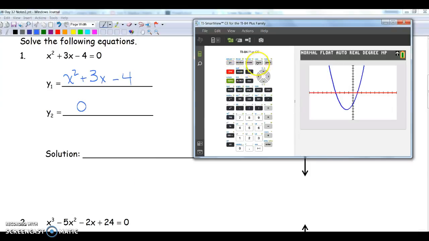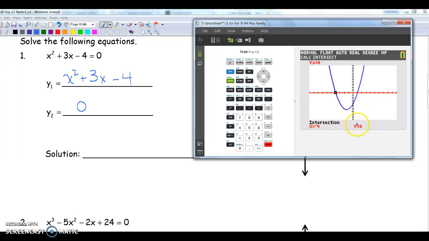We're going to do second trace intersect, number 5, and you'll see your blinking cursor. You need to move your cursor close to the point that you want to find first. You can either move it left, I'm going to do this one over here on the left, or you can move it to the right, closer to the other one. Once your cursor is close, you're going to hit enter once, twice, 3 times. And you get negative 4, 0.